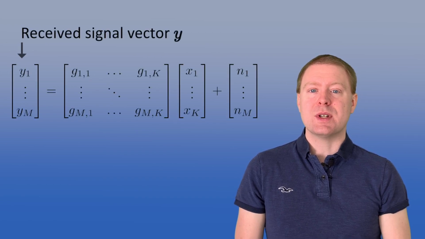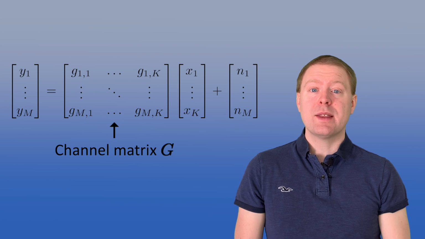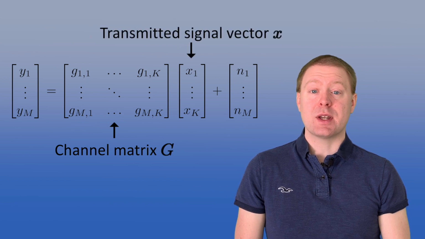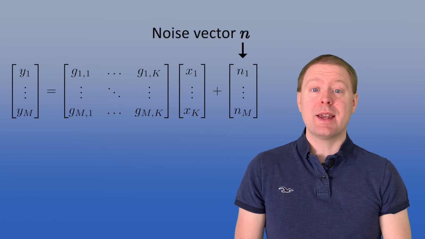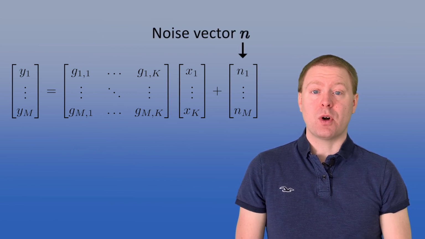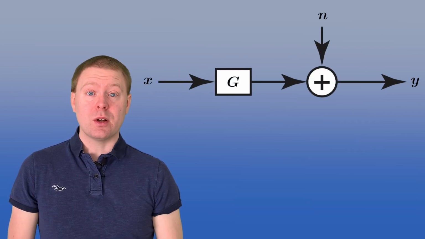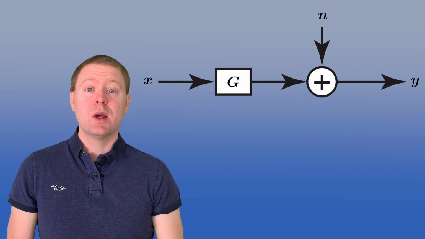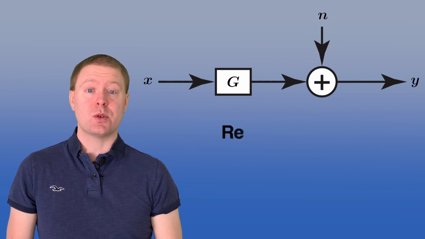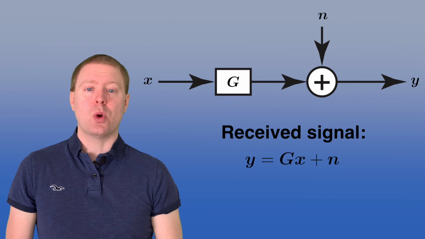So we have a received vector Y, which is M-dimensional. We multiply the channel matrix G with a vector X that contains the transmitted signals X1 to XK. And then we add a vector N that contains the noise from all of these receive antennas. Here is a block diagram showing the channel. We are transmitting the signal X, it gets multiplied with the channel matrix G, we add a noise vector N to get the received signal Y. So Y is equal to G times X plus N.